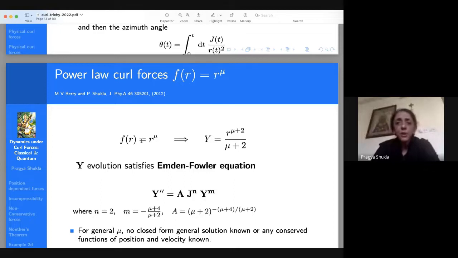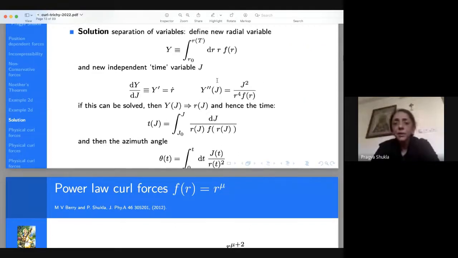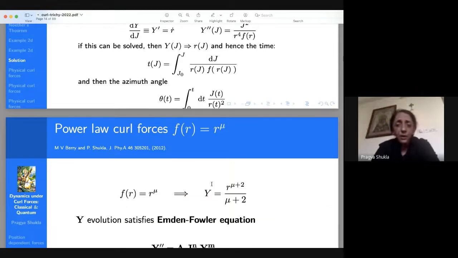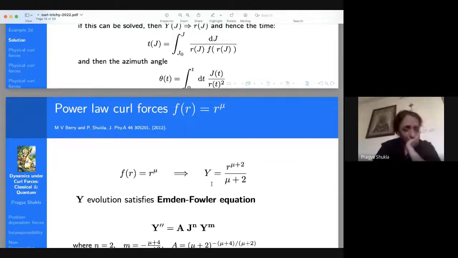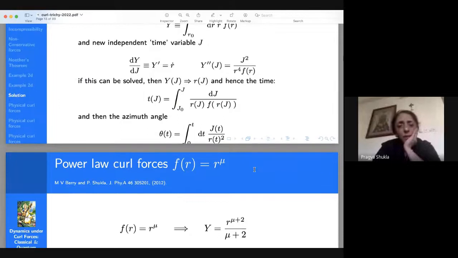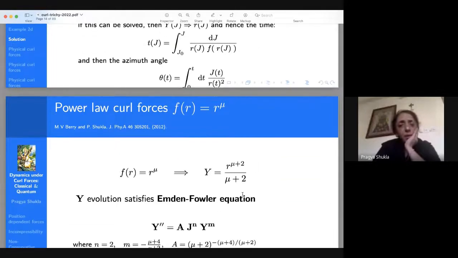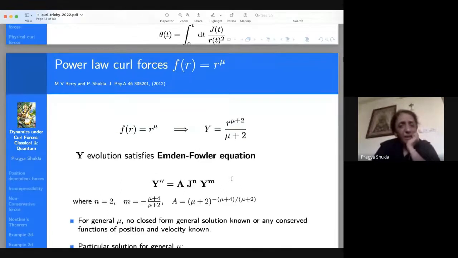So if you substitute it in this equation, it turns out that y double prime of j becomes j squared r to the power 4 plus mu. Okay, and then you can solve it. It turns out to be of this form. You can easily solve it, and it turns out to be of this form.